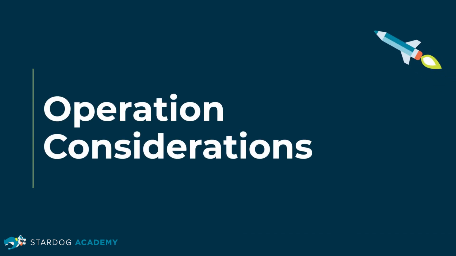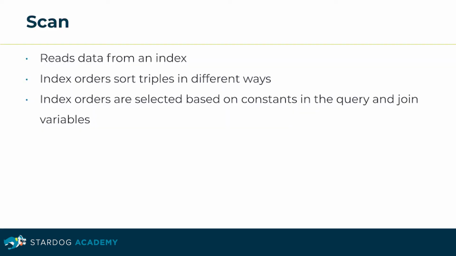This section is about operation considerations. Now that we understand the SPARQL evaluation semantics, let's dive deeper and understand all the operations that Stardog is going to perform to answer the query. And we're going to start with the scan. It's what we use to read data from an index, where the index sorts triples in different ways, and we select these indexes based on the constants in the query and the join variables.